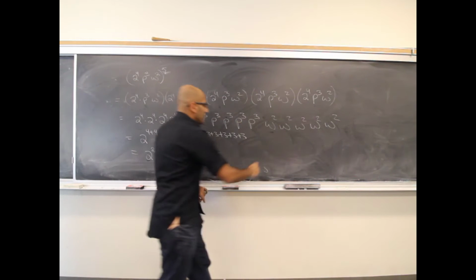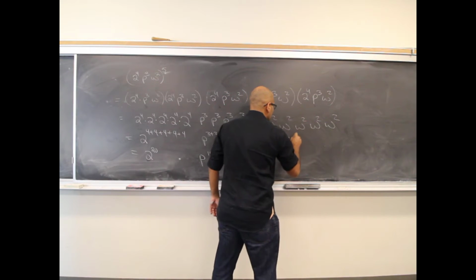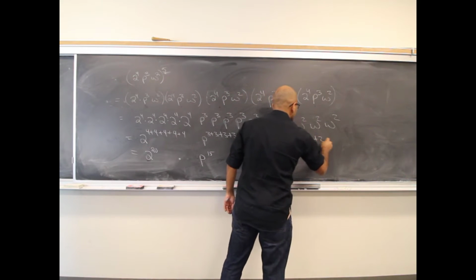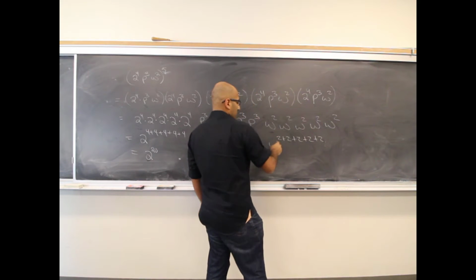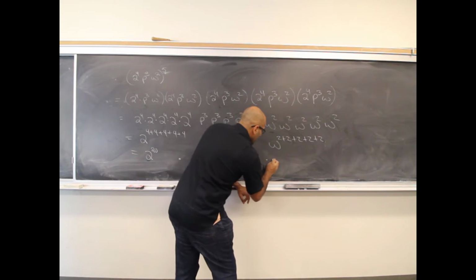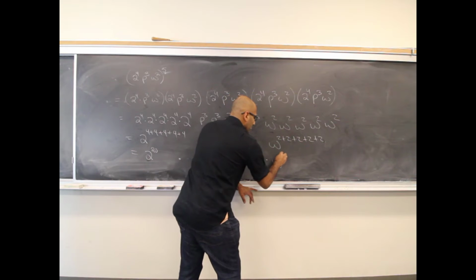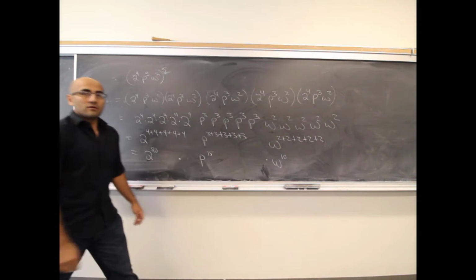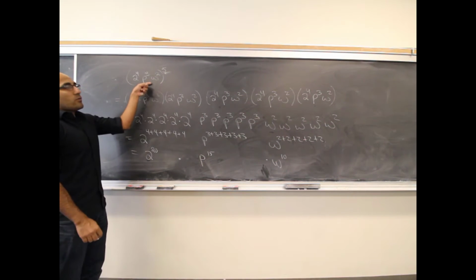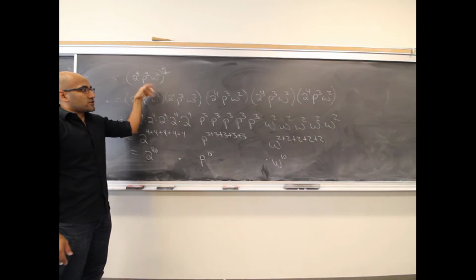And finally the w's. W to the 2 plus 2 plus 2 plus 2 plus 2. 1, 2, 3, 4, 5. So that's going to end up being w to the 10th power. Okay, well, the shortcut would have been a lot easier, right?